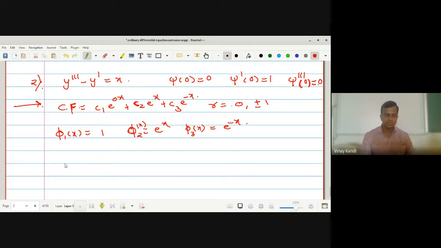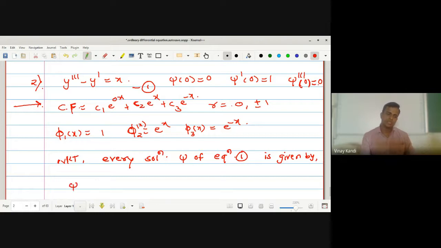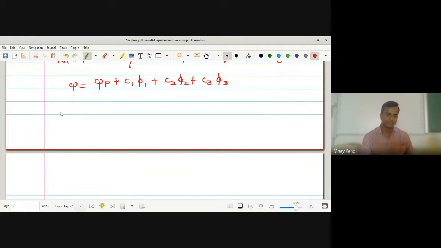Now, we know that every solution psi of equation 1 is given by psi is equal to psi p plus c1 phi 1 plus c2 phi 2 plus c3 phi 3, where psi p is u1 phi 1 plus u2 phi 2 plus u3 phi 3.